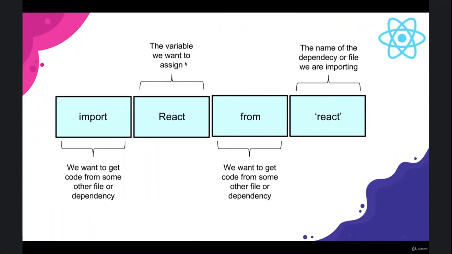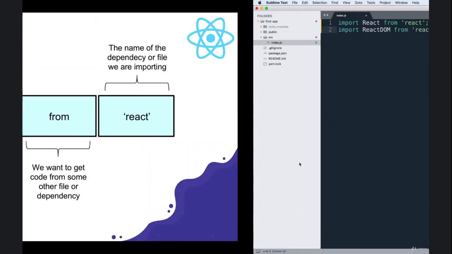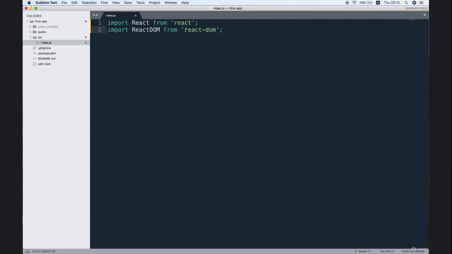So the next step is the from keyword, and we want to pull code from a file or a dependency. And then finally, we will list either the dependency that we want to import from or a path to the file that we want to import in case we are importing a file that we've created ourselves.